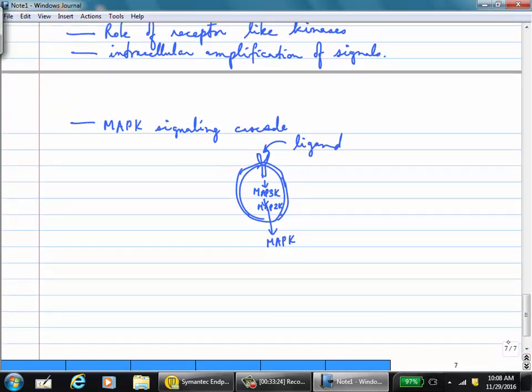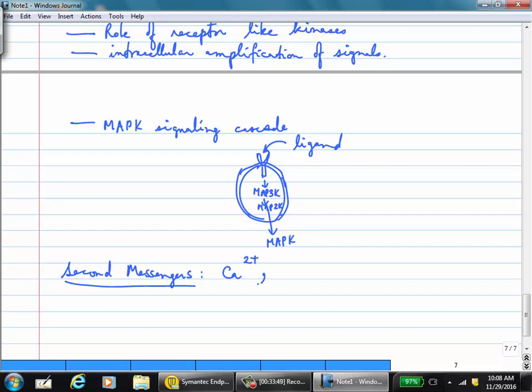So that's one example, MAPK signaling cascade. In addition to that, inside the cell you have second messengers. And this is not just for plant cells, even for animal cells that is true. So examples of second messengers are the calcium ion concentration. That is an important second messenger. It is going to transmit signal somewhere.